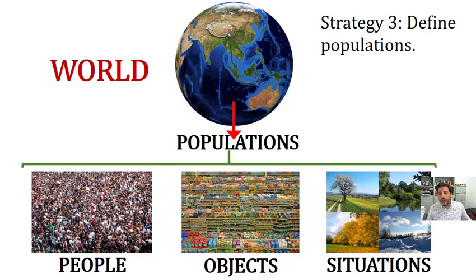The third strategy is to define populations. And in psychology, we are interested in people. But it's not the only population we are interested in. Sometimes we are interested in animals. So we need to define the population.